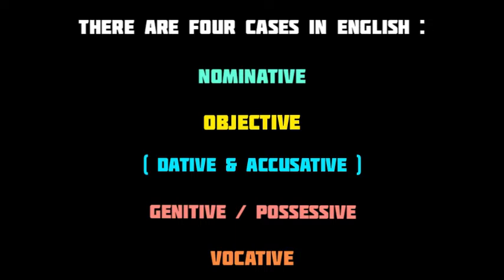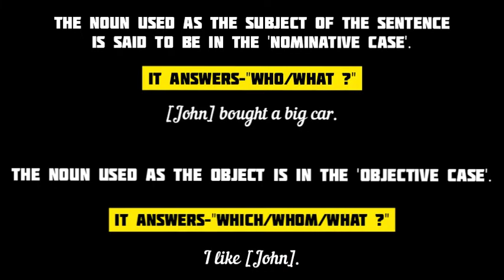In English grammar, there are four cases of nouns: the nominative case, the objective case, the genitive or possessive case, and the vocative case. The objective case has two types: the dative case and the accusative case. Now we are going to learn all these four cases one by one. First up, the nominative case.